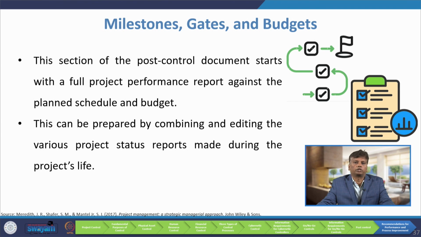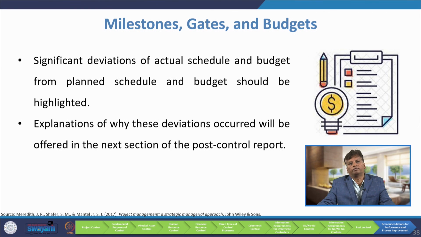This section of the post control document starts with a full project performance report against the planned schedule and budget. This can be prepared by combining and editing the various project status reports made during the project's life. Significant deviations of actual schedule and budget from planned schedule and budget should be highlighted. Explanation of why these deviations occurred will be offered in the next section of the project control report.